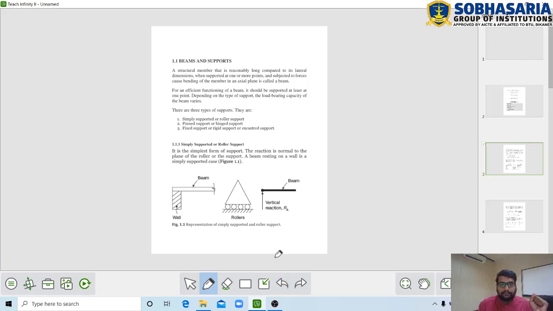Okay. A beam is a structural member that is reasonably long compared to its lateral dimensions. When supported at one or more points and subjected to forces that cause bending of the member in an axial plane, it is called a beam.